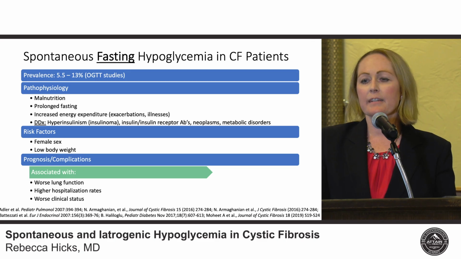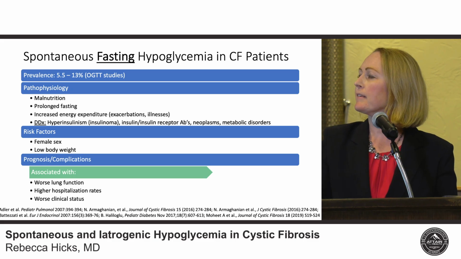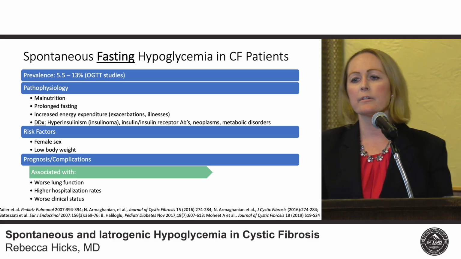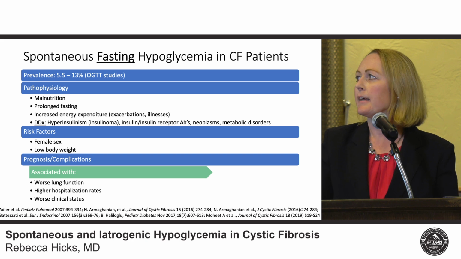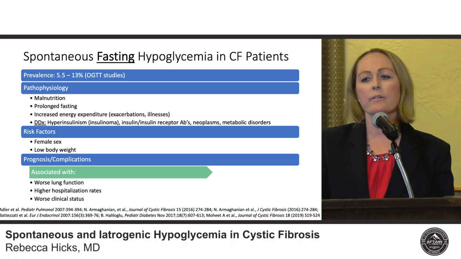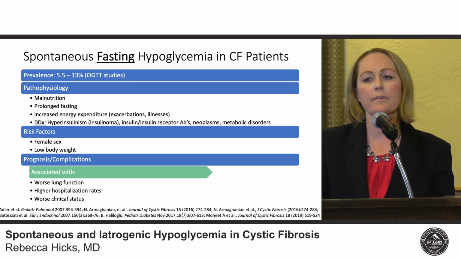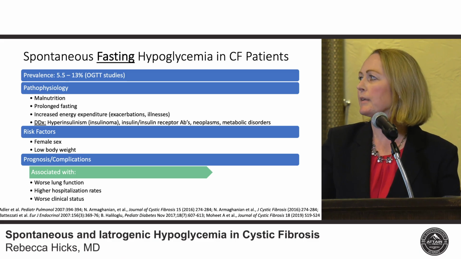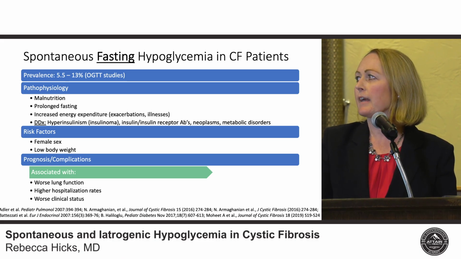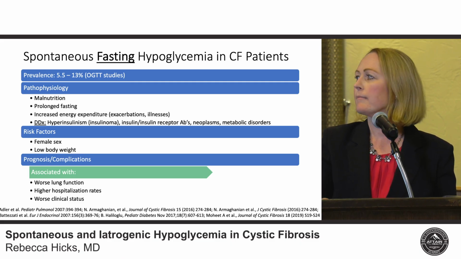With spontaneous fasting hypoglycemia overall, the prevalence has been reported as 5.5 to 13% in OGTT studies, and the pathophysiology is related to malnutrition, prolonged fasting, and increased energy expenditure. So when patients have exacerbations and illnesses, then that further increases our risk of hypoglycemia. Other risk factors include female sex and low body weight. And this is important because in CF patients, it's been associated with worse lung function, higher hospitalization rates, as well as worse clinical status.